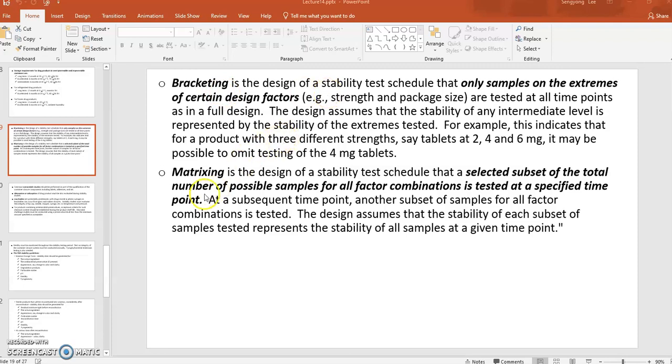On the other side, the matrixing method is you can select a subset of the total number of samples and test them. That's the matrixing method. So there are two different testing or sampling methods that are out there.